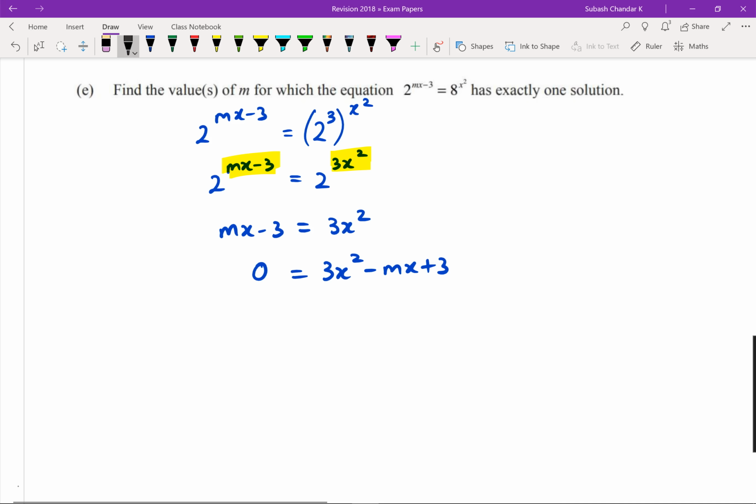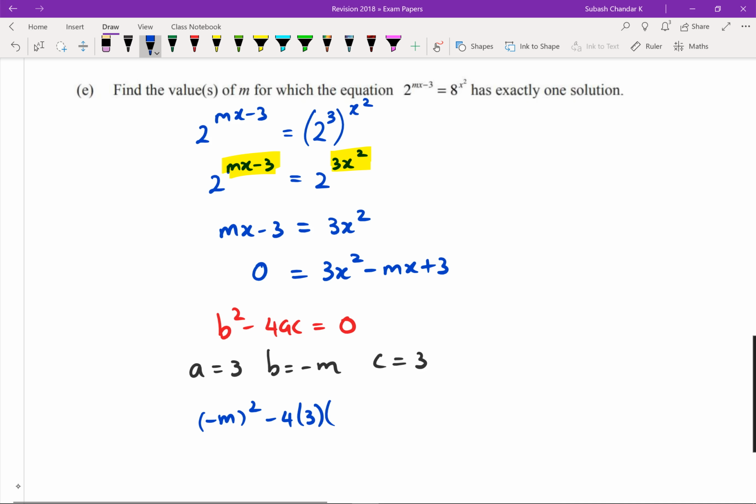If it's one solution, we know that b squared minus 4ac is equal to 0. So we take our values of a, b, and c. a is equal to 3, b is equal to minus m, c is equal to 3. And substitute the values in. So we've got negative m squared minus 4 times 3, which is a, times 3, which is c. And that's equal to 0, because b squared minus 4ac equals 0. So then we've got m squared minus 36 equals 0.